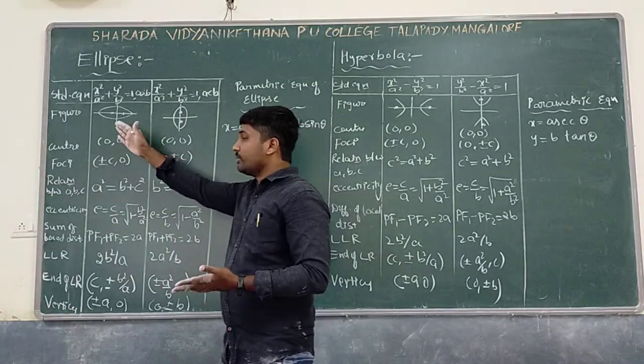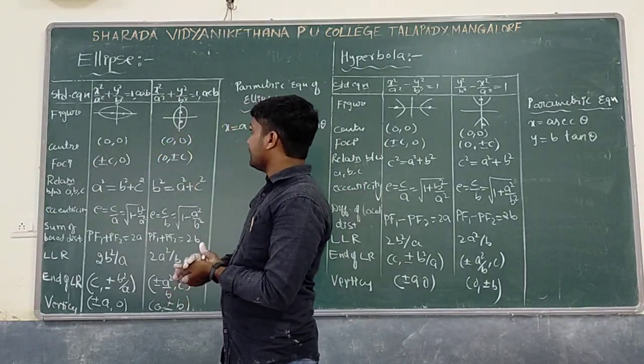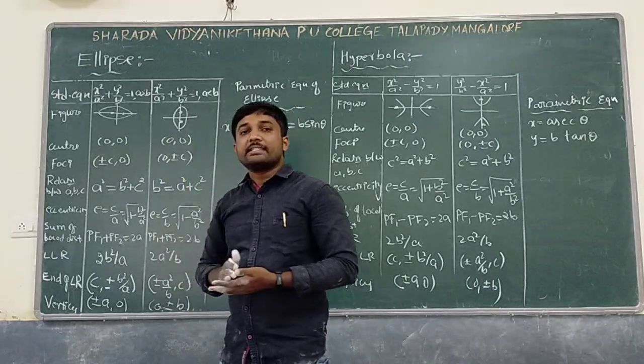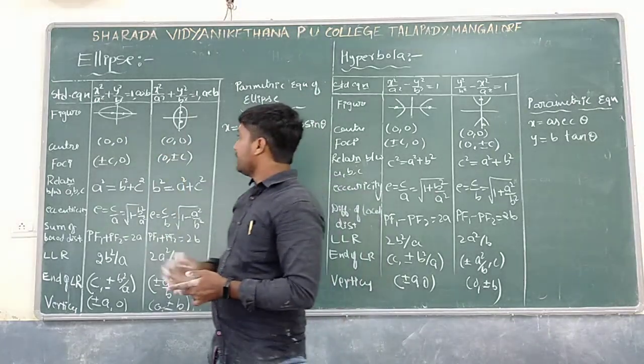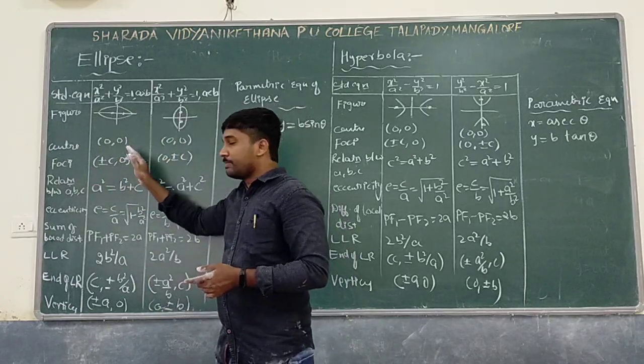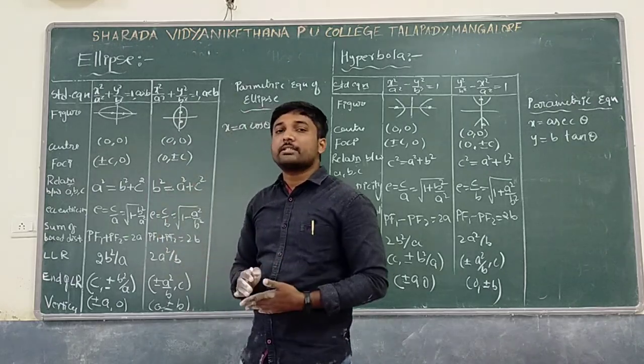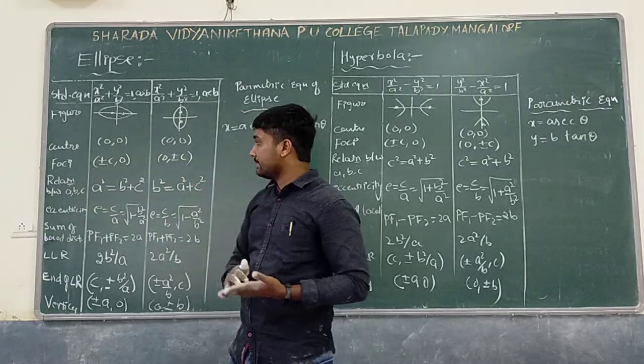Here are the two geometrical shapes for the two cases. In both the cases, the center of the ellipse is 0, 0. Next, foci of the ellipse. In the first case, it is plus or minus c, 0. In the second case, 0, plus or minus c, because it is on the y-axis.